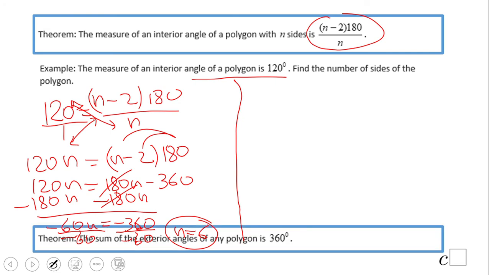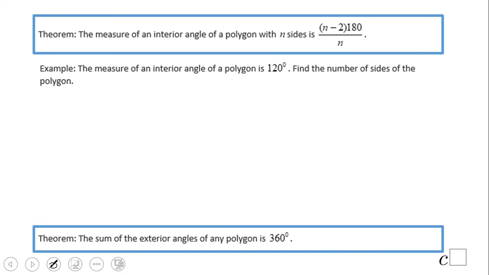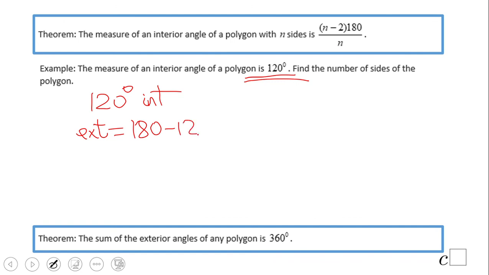I want you to take a look down on the bottom at the other theorem. I'm going to erase the stuff. And this is wonderful. The sum of the exterior angles of any polygon is 360. Have we talked about that? Okay, in the previous problem. So the question here is, how can I use that? I'm looking at this angle. This is 120. This is an interior angle, right? I can find the exterior angle of this polygon by subtracting 120 from 180, yeah?